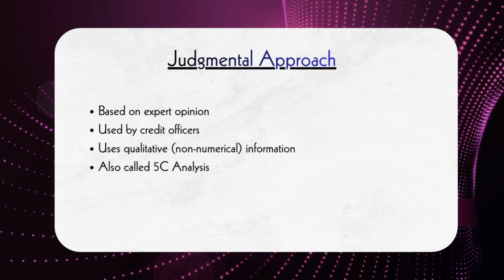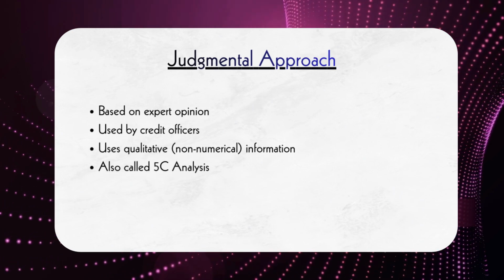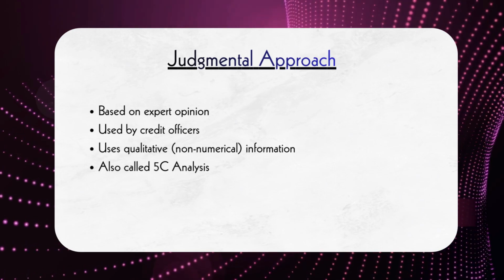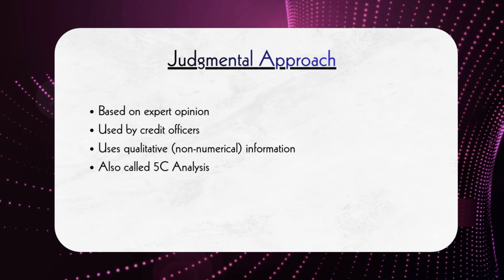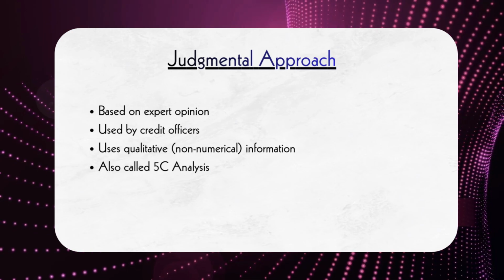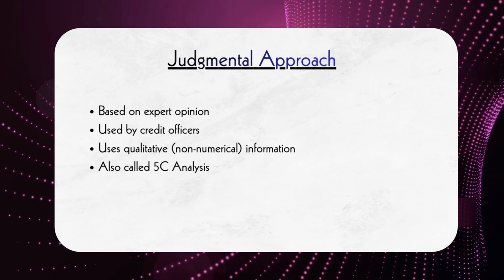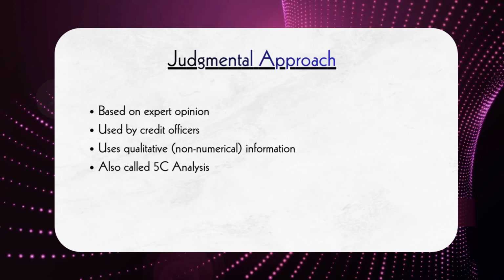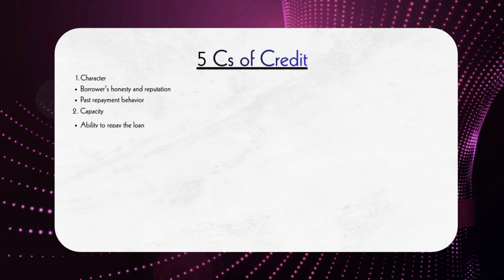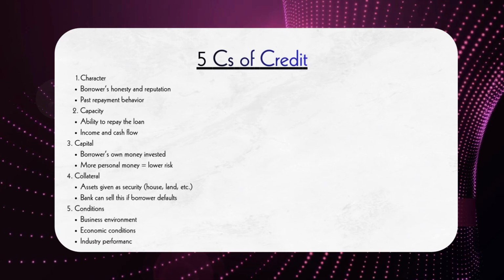First, let us understand the judgmental approach. This approach is also called the qualitative approach or expert system because it depends on the experience and opinion of credit experts. Instead of using complex mathematics, it focuses on practical assessment. A common method under this approach is the 5C analysis. The first C is character, which looks at the borrower's honesty and repayment history.